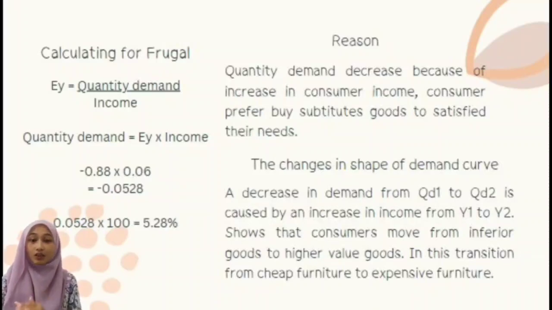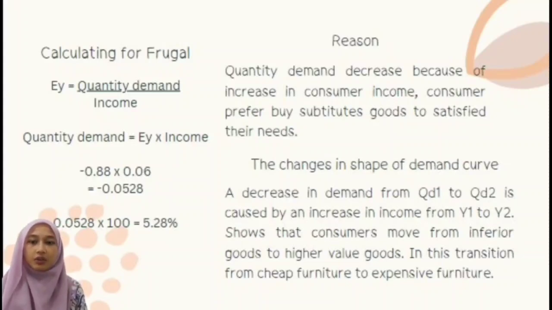income elasticity of demand. The question gives the elasticity, so we need to find the quantity demand change, which is elasticity multiplied with income change. After the calculation, we get negative 0.0528, and we change it to percentage, 5.28%. The reason quantity demand decreases is because of the increase in consumer income. Consumers prefer to buy substitute goods to satisfy their needs.